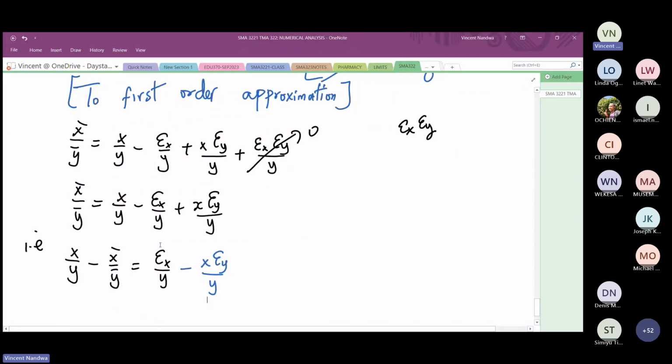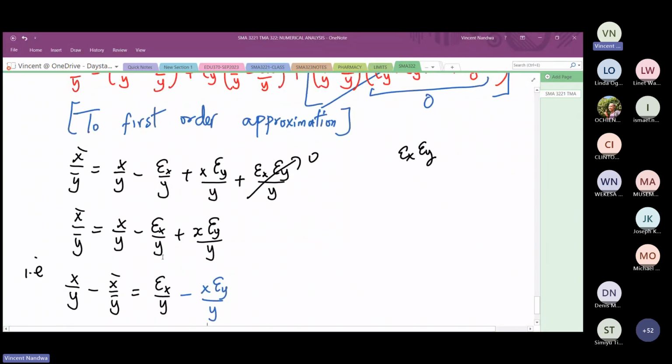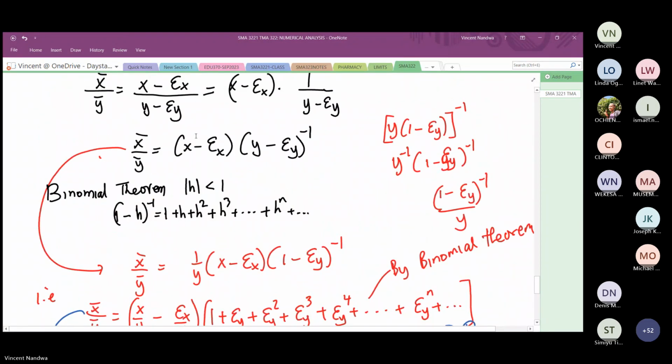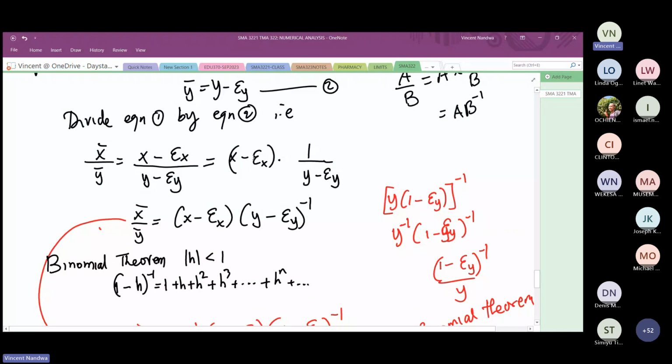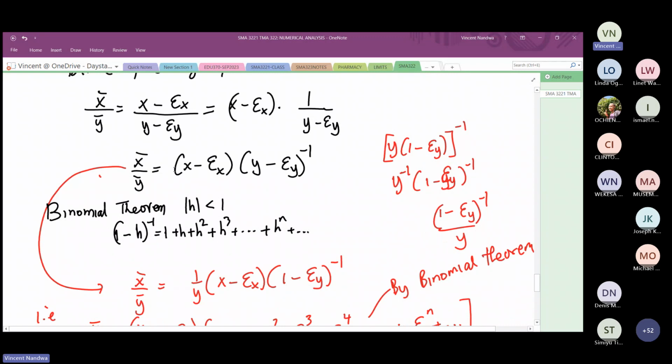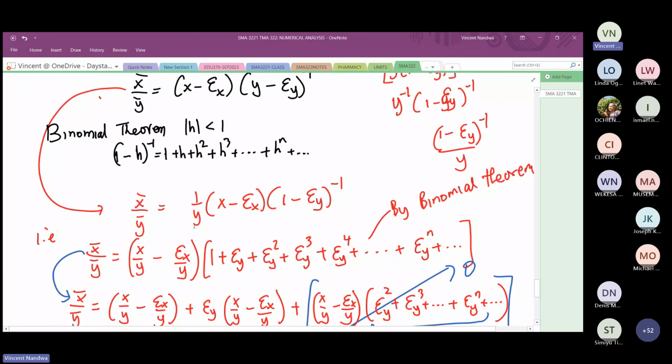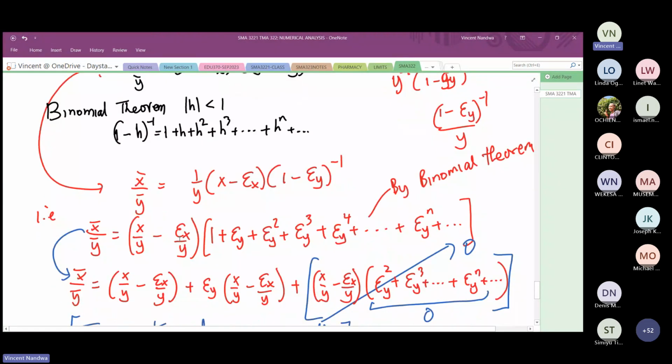So this term with the error in x, was there another y on the error in x? Let's just confirm that. In the expansion here, 1 over y. So x minus y, then y. Let's see. So x over y, 1 over y, that's correct. X over y minus error in x over y, correct?